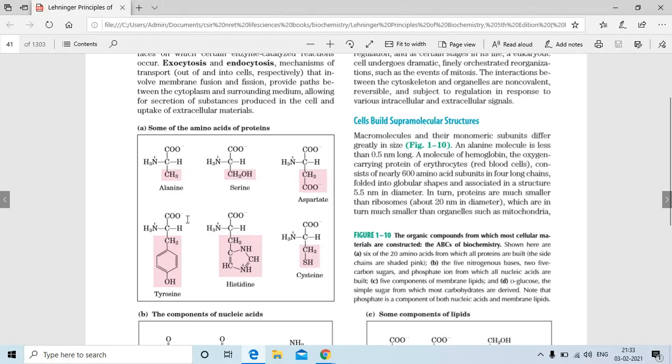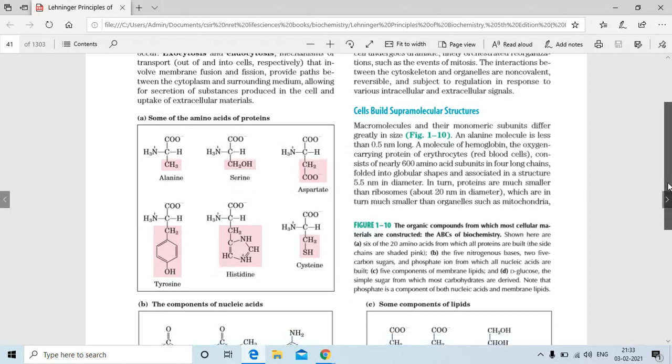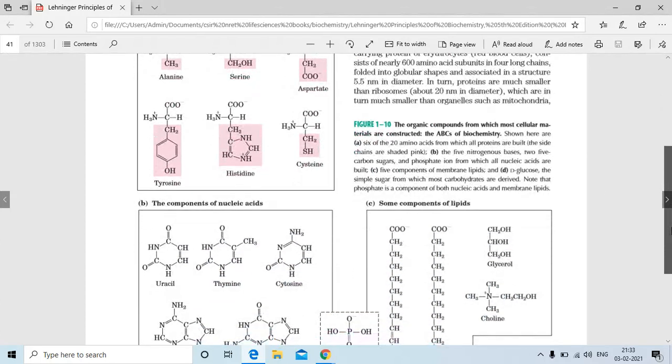So we need to remember these amino acids of proteins by remembering the basic framework and then attaching the functional groups. We can practice it one or two times, and we can keep it forever in our minds.